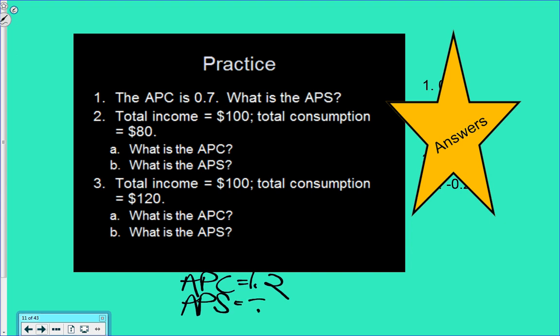APS is negative 0.2. Do they total to 1? You bet, because they have to. Yes, you can add a negative number. You can always overspend, but you can't oversave. So the APC can be above 1, but the APS, you can't save more than your income.